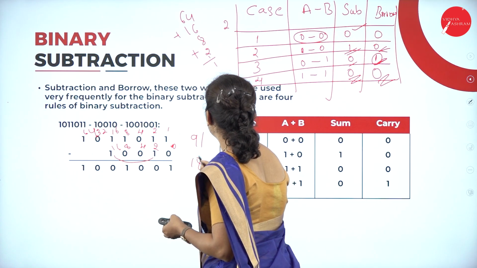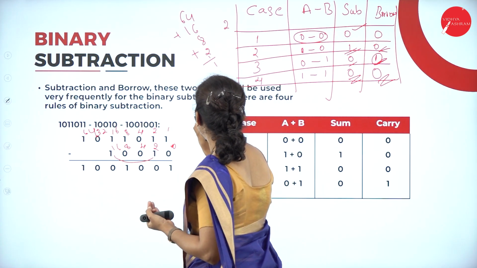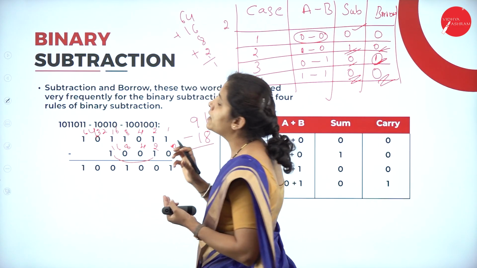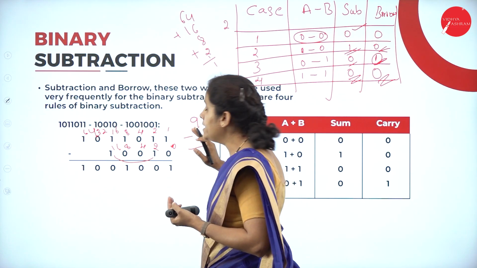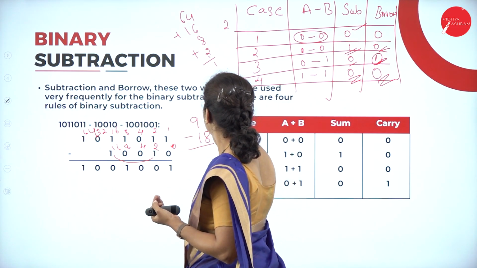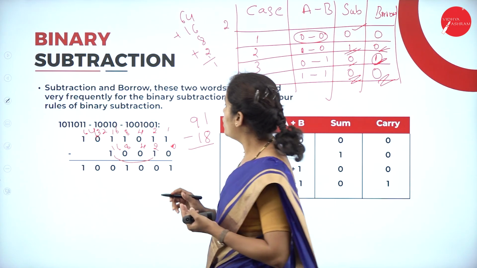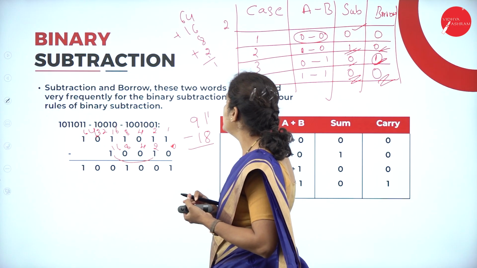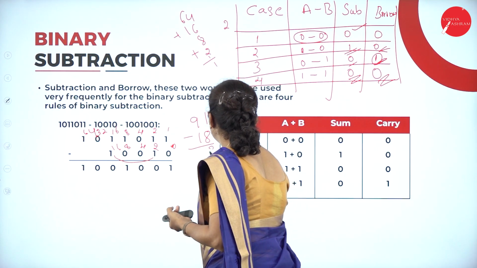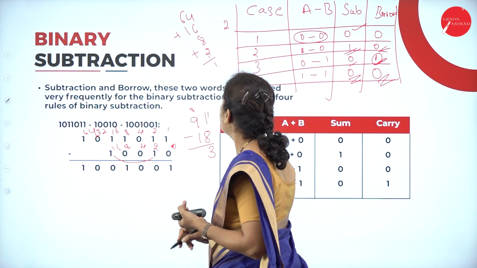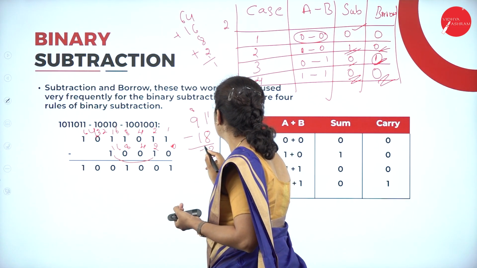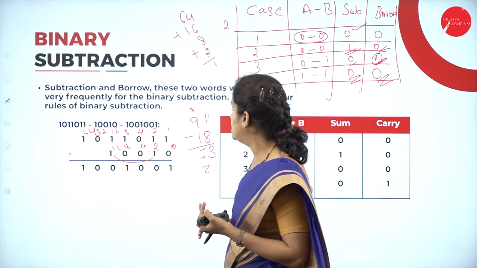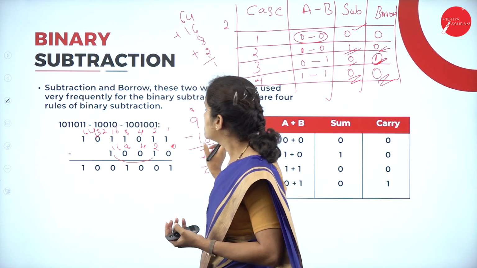So it is 91. So dear students, I have 91 minus 18. That means I am going to subtract 18 from 91. So 1 minus 8 not possible. So I'll take one borrow. So it is 11. 11 minus 8, it is 3. Now here I have 8. 8 minus 1, it is 73. So I want to get 73.